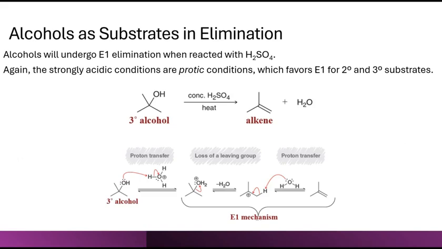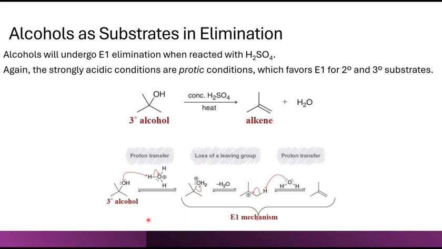Alcohols as substrates in elimination. Alcohols will undergo E1 elimination when reacting with sulfuric acid. Again, the strongly acidic conditions are protic conditions, which favors E1 for secondary and tertiary substrates. Here's our tertiary alcohol, concentrated sulfuric acid and heat, the alkene and water form.